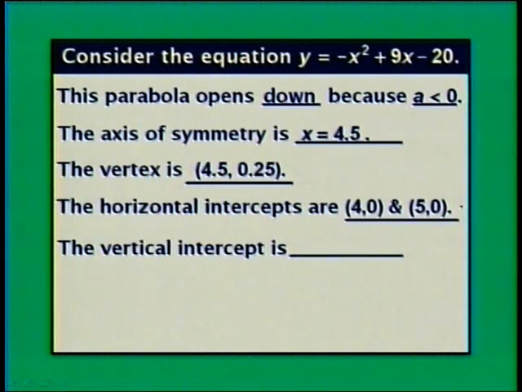What about the vertical intercept? Well, this is actually the easiest question here. The vertical intercept has an x-coordinate of 0. When I substitute 0 in for x, y is going to be negative 20.